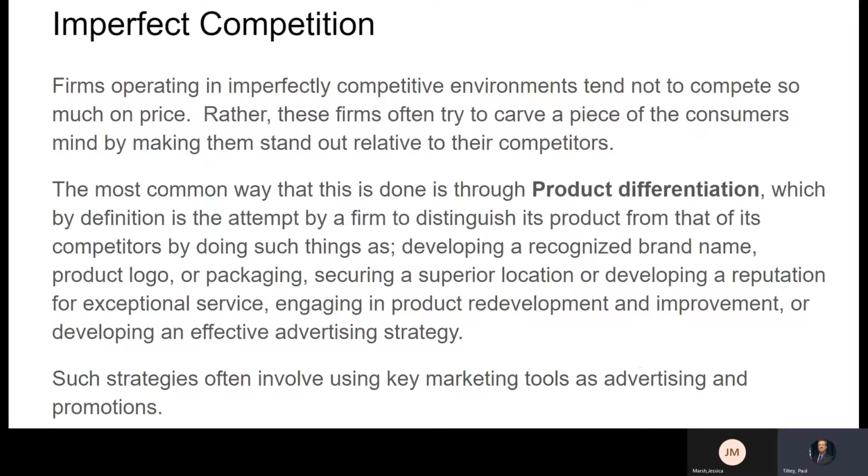So firms operating in imperfect competition tend to have to compete. So there is a certain degree of competition. The most common way is through product differentiation. You want to be aware of what product differentiation is.